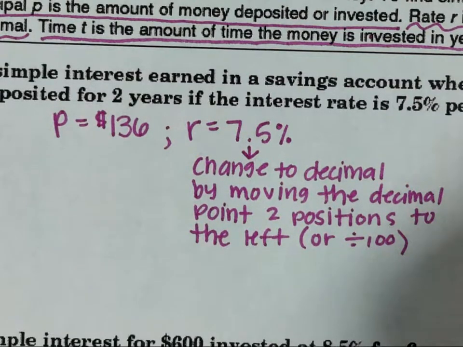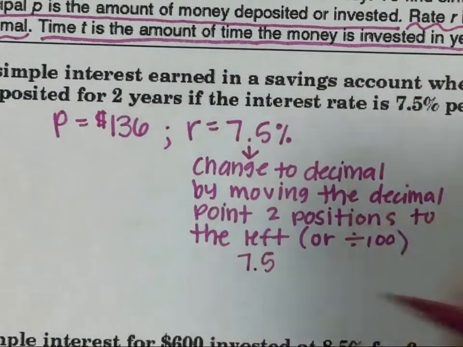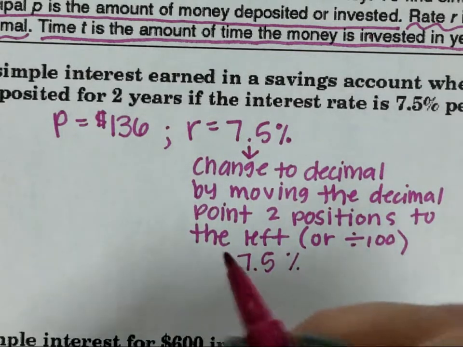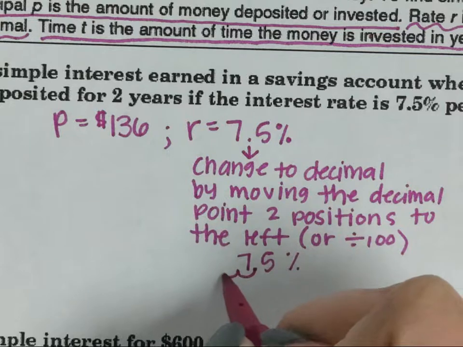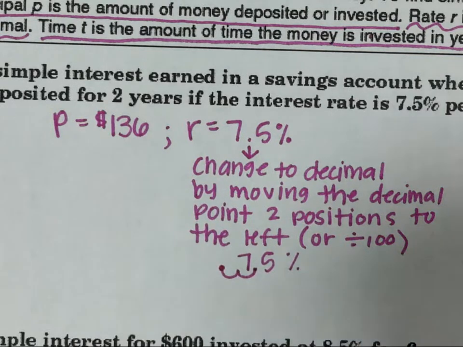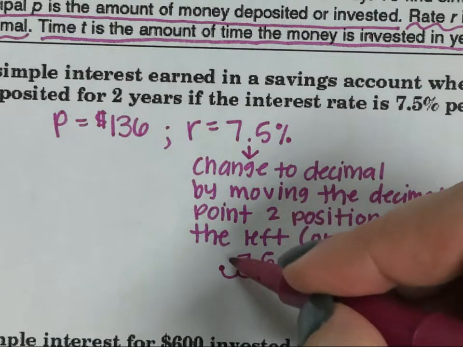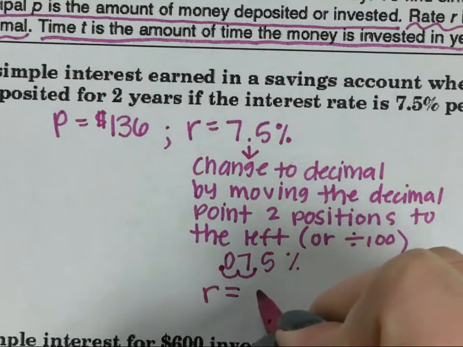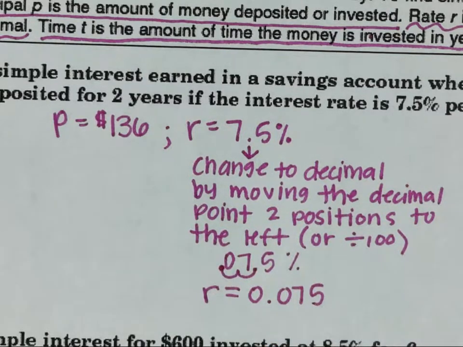Alright. We got that copied yet? Okay, so let's actually do that. So I have 7.5%, right? I'm changing it to a decimal. So I'm going to move this decimal place 2 places to the left. When I do that, what do I have to add? A 0. So my R is going to become 0.075.